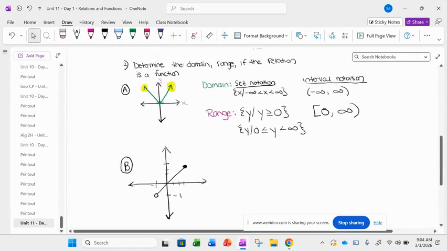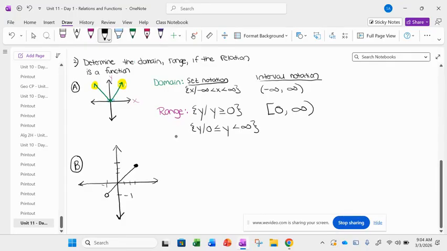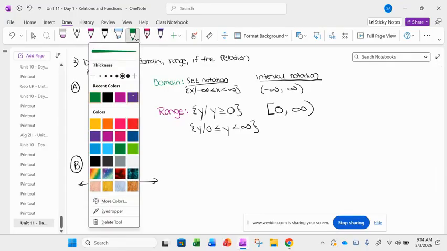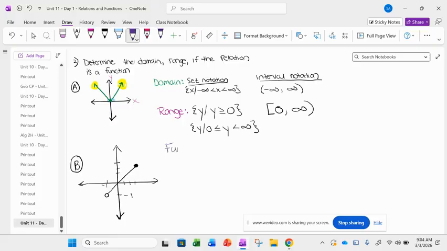Oh, sorry, I forgot to answer the last question. Is this a function for letter A? Yes.